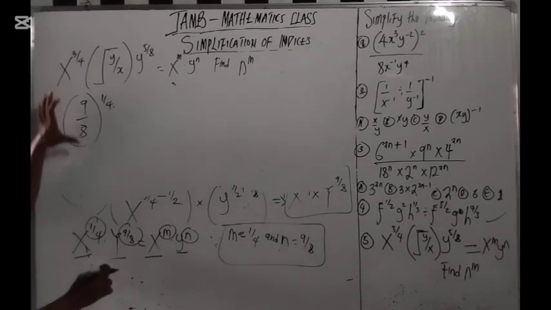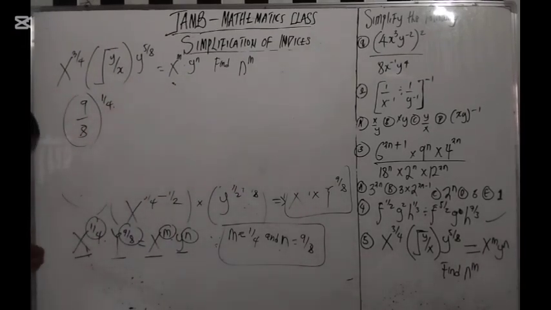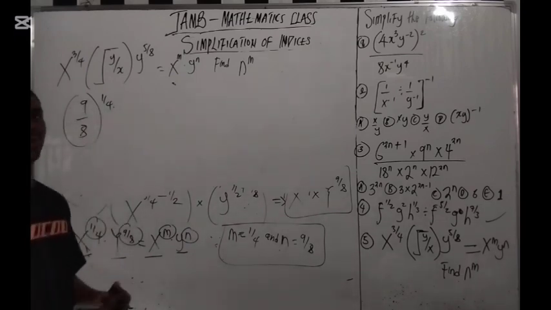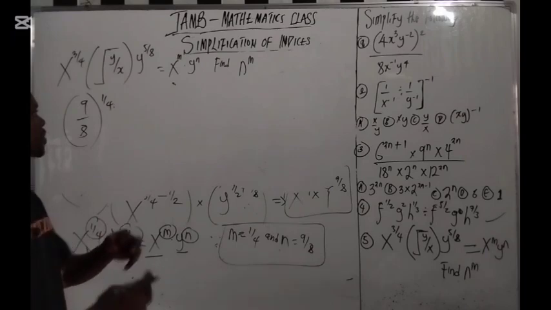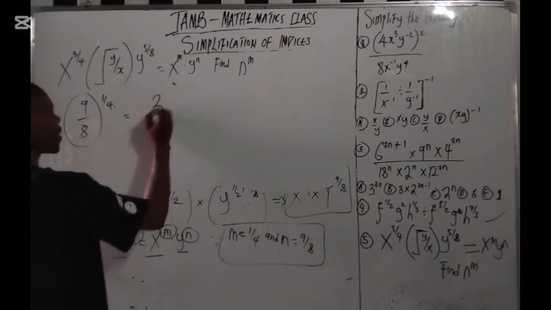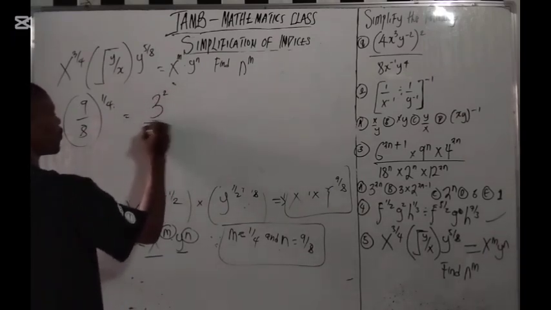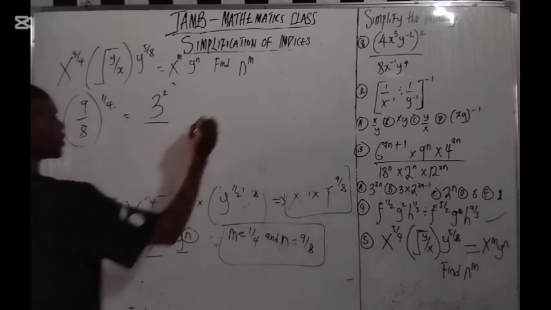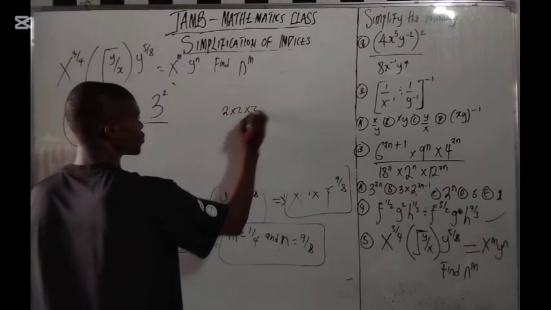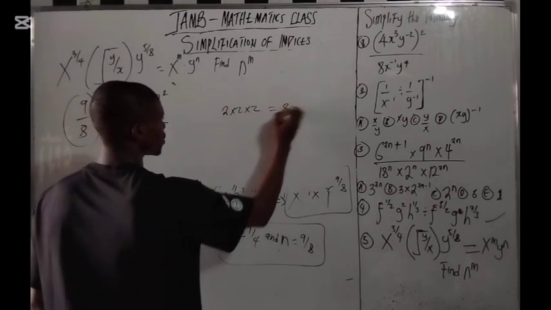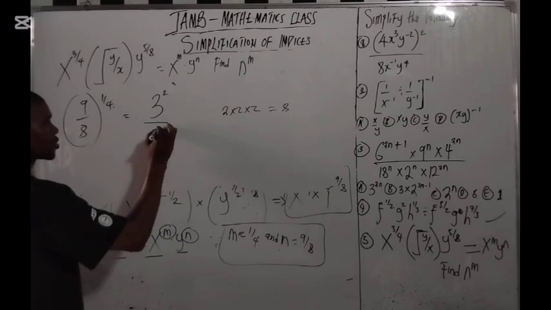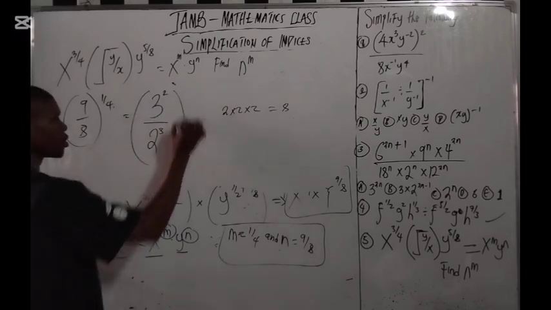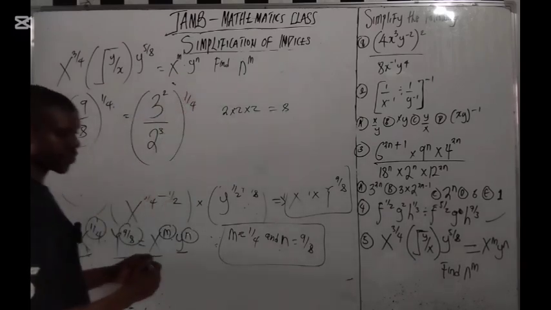Now you have to say, can we break this thing down? Can we break 9 down? Yes, we can break 9 down. 9 is equal to 3 times 3, so it is going to be 3 raised to 2. So here we have 3 raised to 2 over what? What about this one here? It is going to be 2 times 2 times 2, right? Which is going to be 8. So here we have 2 raised to 3, or 1 over 4.